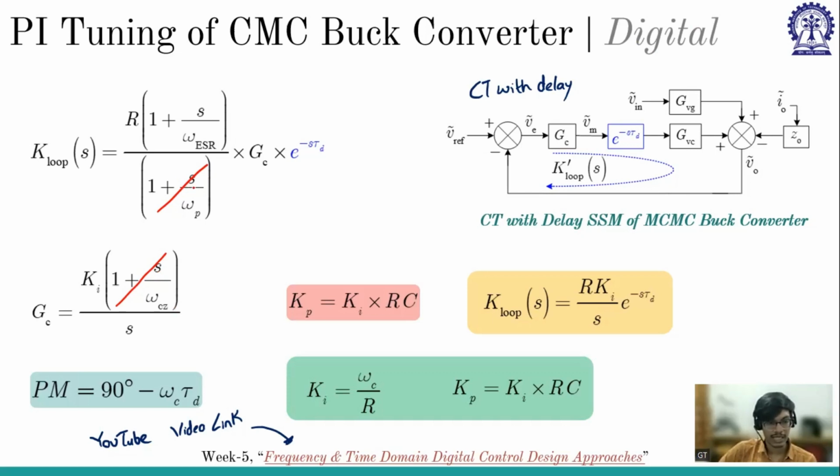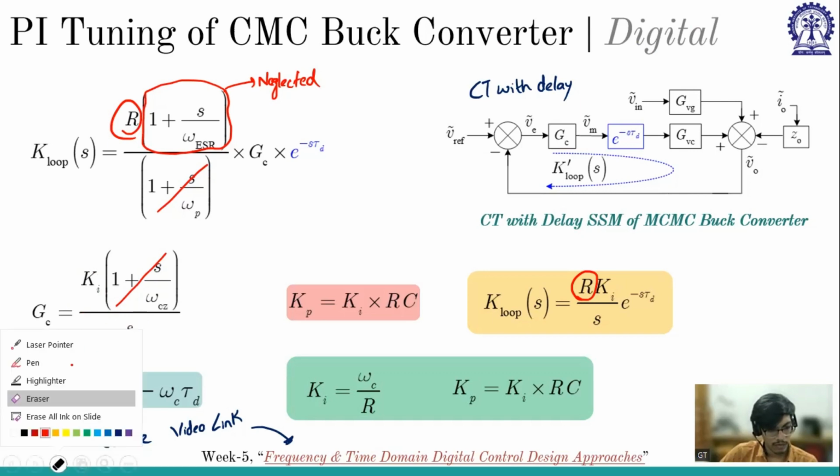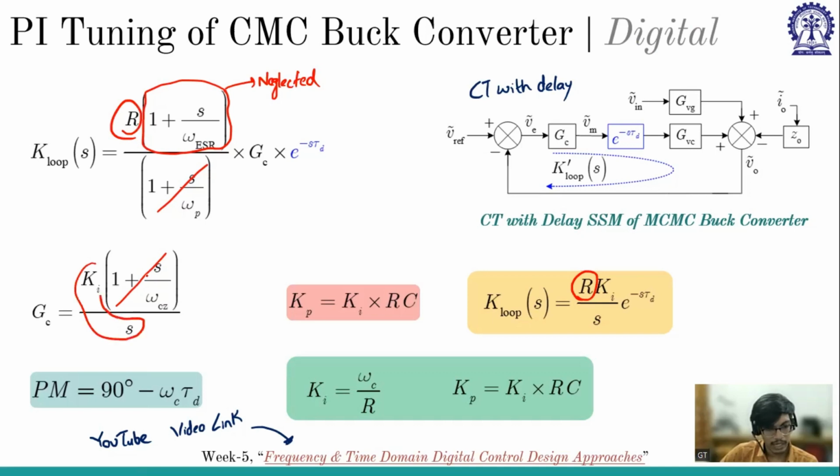And if you cancel this and this, in the case of designing, SAR has neglected this. So this is ESR information. To keep the calculation simple, SAR has neglected this. So we'll have this R information, and in the controller we have KI by S, and here e to the power minus S to D.